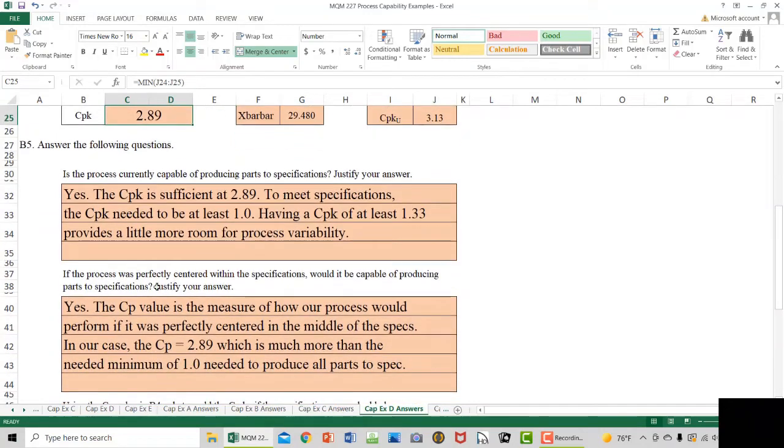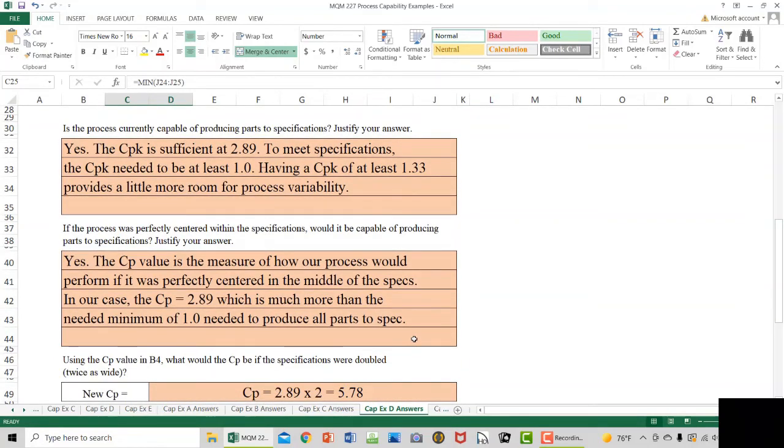If the process was perfectly centered within the specifications, would it be capable of producing parts? Well, it was already capable, but we're going to answer that yes. The CP value is the measure of how our process would perform if it was perfectly centered in the middle of the specs, which it pretty much was. In our case, the CP equals 2.89, which is much more than the needed minimum of 1.0 needed to produce all parts to spec. So very good and capable process.